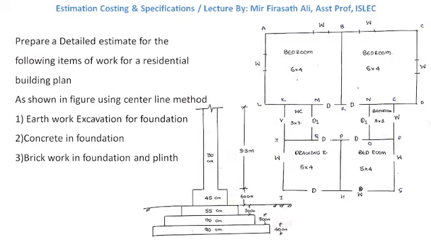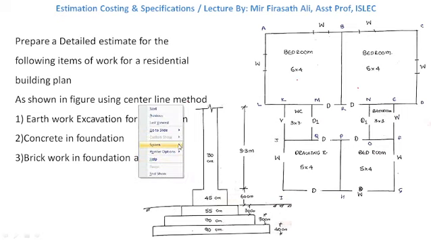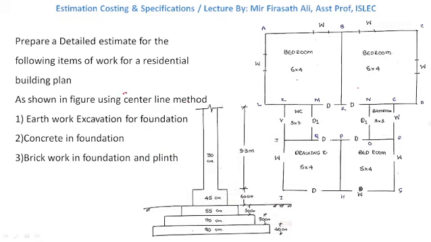The question is: prepare a detailed estimate for the following items of work for a residential building plan as shown in the figure using the center line method. Note it down over here. Once again, he has specifically mentioned to do this problem using the center line method. There are two methods for building estimate: one is the long wall and short wall method and the other is the center line method. So, we need to solve this problem using the center line method.